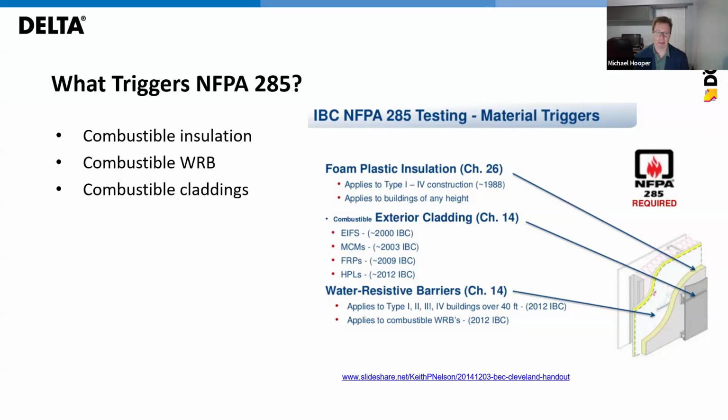These will include exterior insulated finishing systems, metal composite materials, fiber reinforced plastics, high pressure laminates, and also weather resistive barriers in buildings over 40 feet tall.